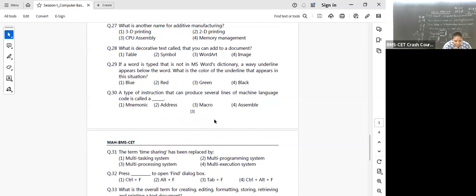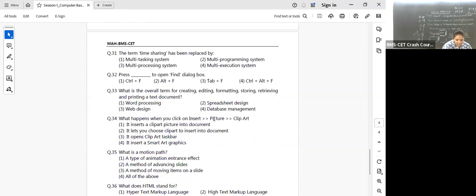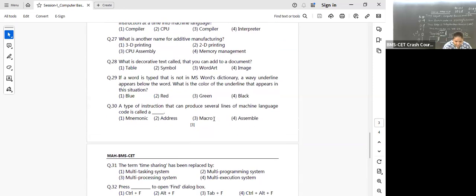What's the next question? The term time share, right? Am I right? The same. Okay, the type of instruction that can produce several lines of machine language code is called as? Address? No. A type of instruction that can produce several lines of machine language code. It is actually called as macro. Please mark the answer as macro.